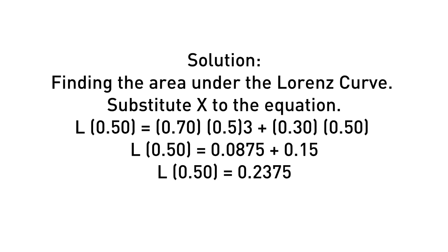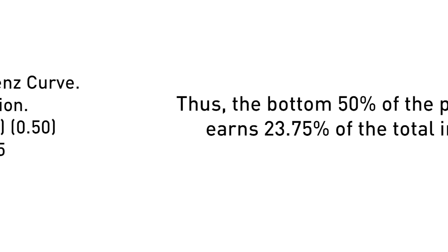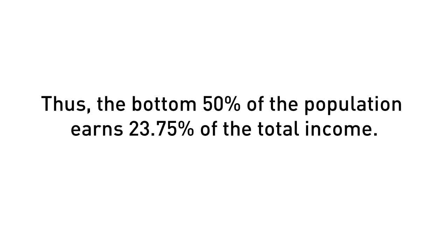Substitute x to the equation. L of 0.50 is equal to 0.70 times 0.5 cubed plus 0.30 times 0.50. L of 0.50 is equal to 0.0875 plus 0.15. L of 0.50 is equal to 0.2375. Thus, the bottom 50% of the population earns 23.75% of the total income.